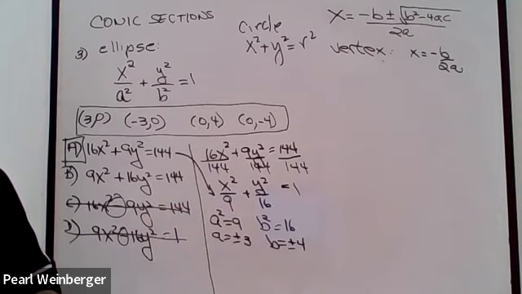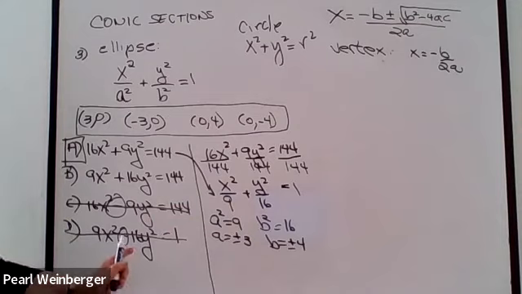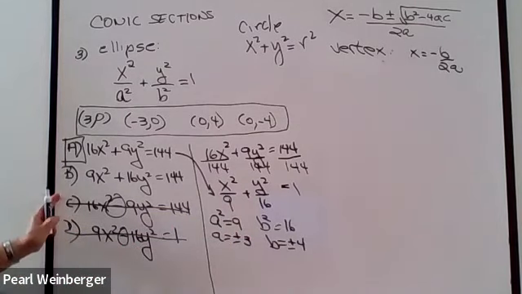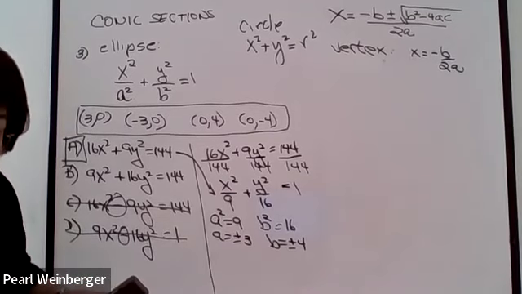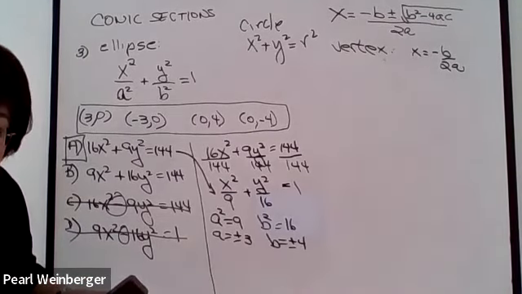Okay, so having said that, let's go on to the last type of conic section, the one that has equations like in C and D. Is everybody okay with me erasing this right now? Okay.